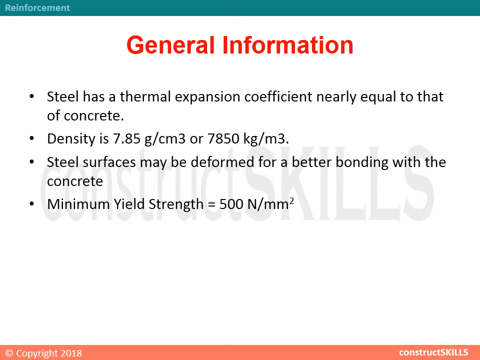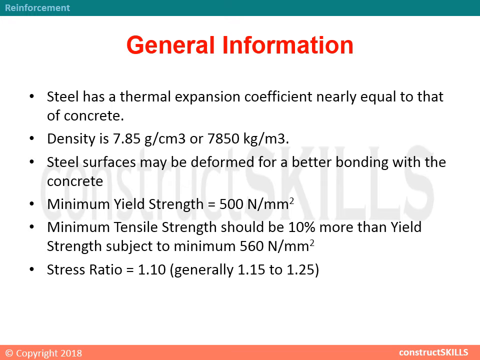Steel surfaces may be deformed for better bonding with the concrete. Minimum yield strength equals 500 Newton per square millimeter. Minimum tensile strength should be 10% more than yield strength, subject to minimum 560 Newton per square millimeter. Stress ratio equals 1.10, generally 1.15 to 1.25.